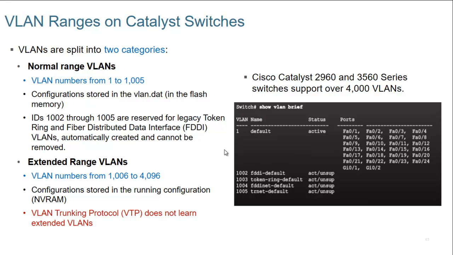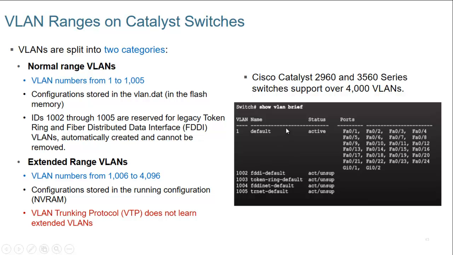Extended range VLANs are VLAN numbers from 1006 to 4096. Configurations are stored in the running configuration in the NVRAM. VLAN Trunking Protocol does not learn extended VLANs.